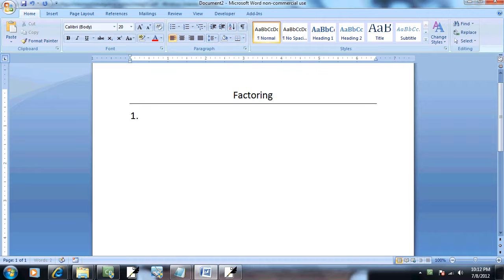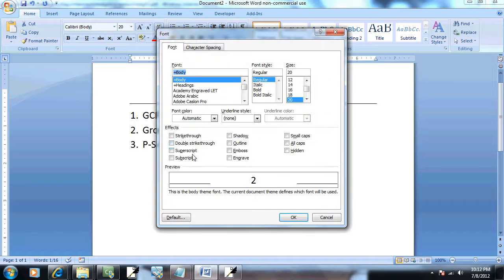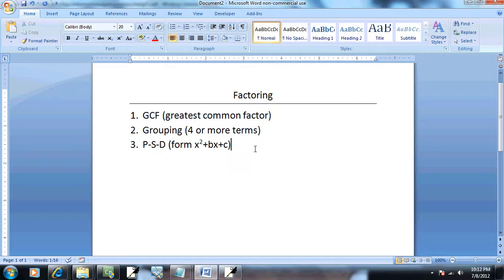Our first one is GCF, and this is greatest common factor. Our second one is grouping, and this is when you have four or more terms. Our third one is PSD, and this is when you have the form x squared plus bx plus c. Then our fourth one is the key number, and this is when you have the form ax squared plus bx plus c.